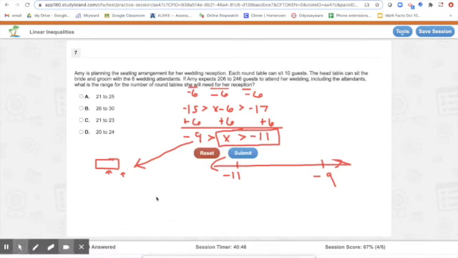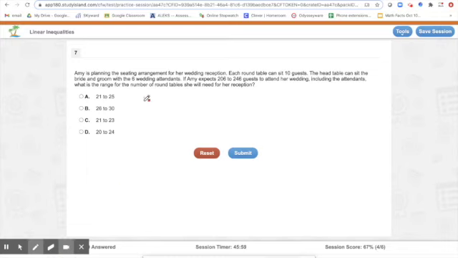No mistakes this time. So what we're looking at here is Amy's planning the seating arrangement for a wedding reception. Each round table can sit 10 guests. So I'm going to go ahead and put 10R here. And then the head table can sit the bride and groom with six wedding attendants. And she expects 206 to 246 guests to attend her wedding, including the attendants. So what I have to remember is this 10R is the people that can sit at the round table, and not at the round table are those 6 attendants. So we have 10R plus 6.